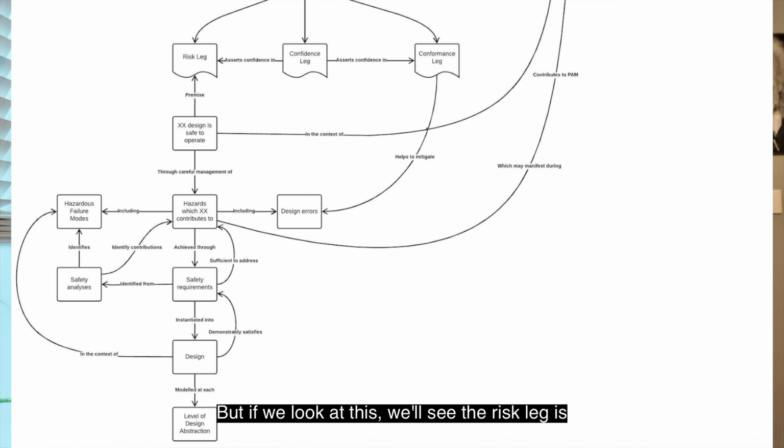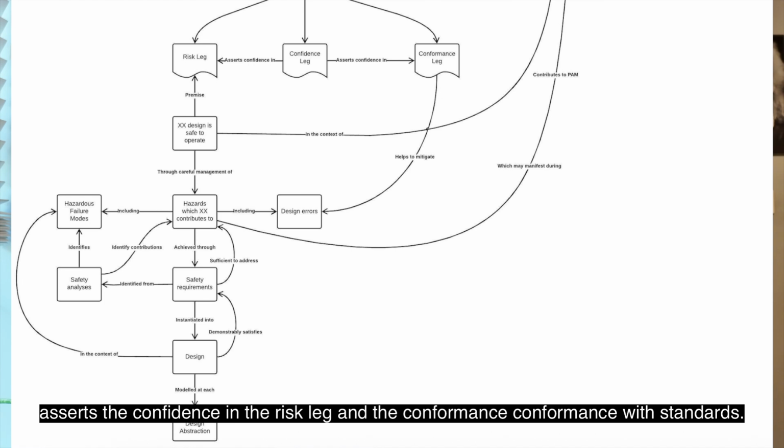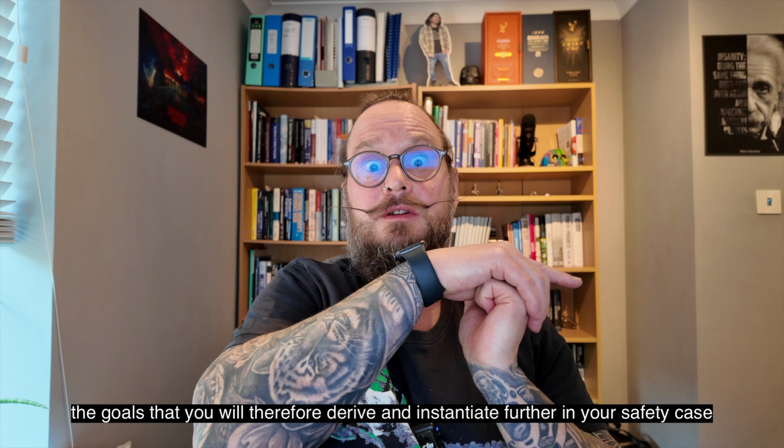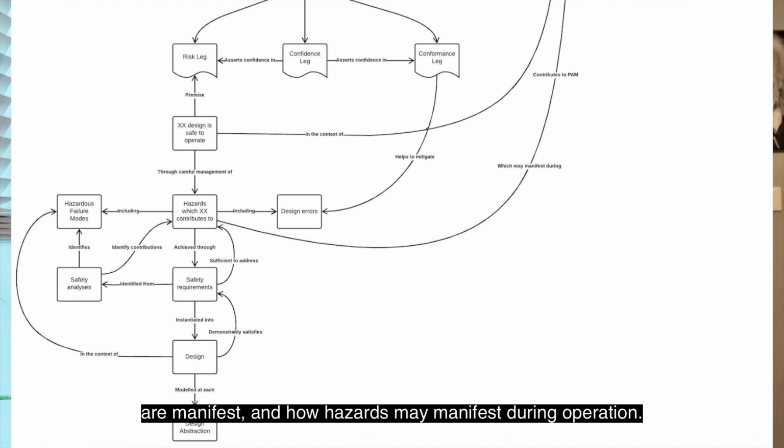But if we look at this, we'll see the risk leg is all about the platform being safe to operate. And we have a confidence leg that asserts the confidence in the risk leg and the conformance, so conformance with standards. And what this argument view does is it shows the relationship between hazards and the goals that you will therefore derive and instantiate further in your safety case, and how they help to mitigate the hazards, how design errors are manifest, and how hazards may manifest during operation.